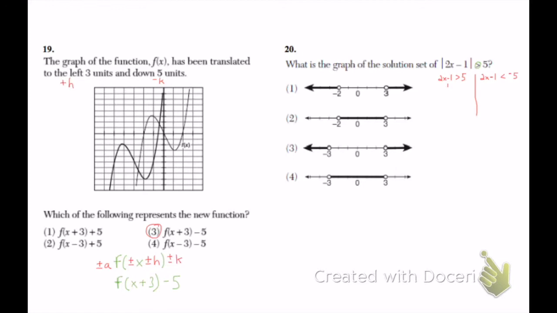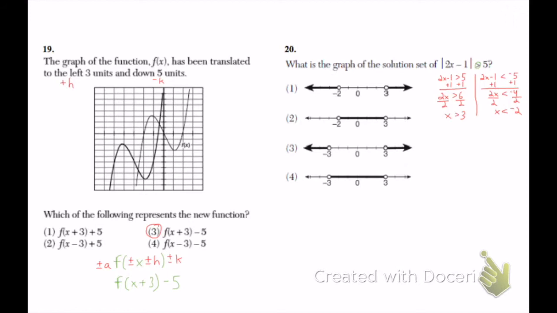So once we solve both sides, we see that 2x is greater than 6. We divide by 2, we divide by 2. We see that x is greater than 3. The other side, we bring over the 1, and we see that 2x is less than negative 4. We divide by 2, divide by 2, x is less than negative 2.